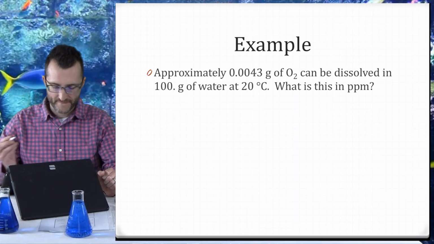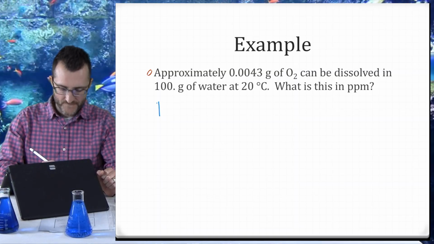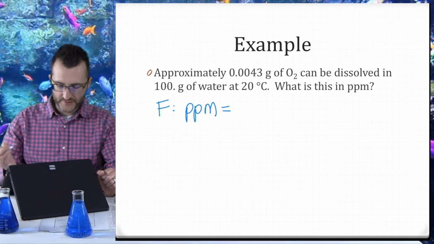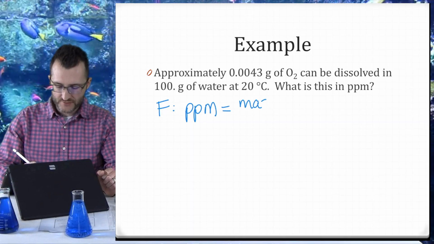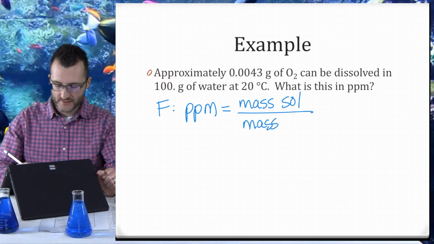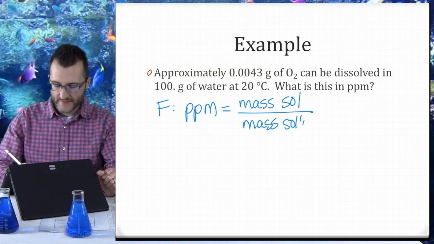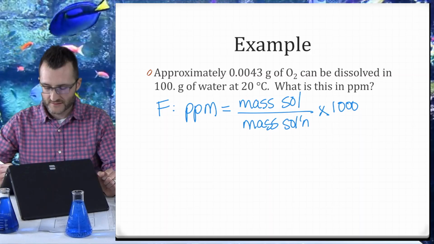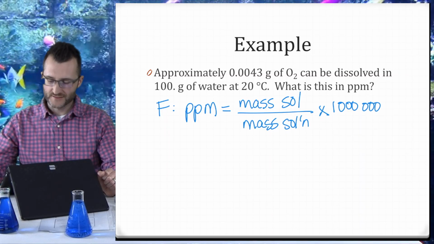All right, Shu, like always, we're gonna do FSA. So what is our formula? ppm equals the mass of the solute divided by the mass of solution, and then times 1 million. That's a lot of zeros, right? It is. So 6 zeros.